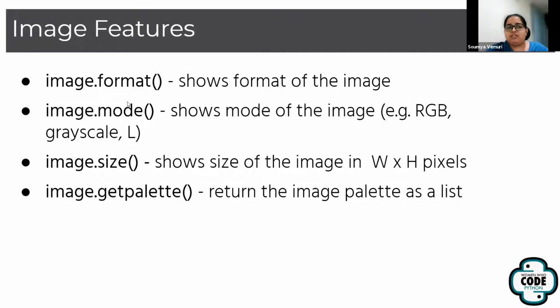And we have a couple of ways to find out the features of the image. We have image.format to know the format of the image. We have image.mode to show the mode of the image, such as RGB or grayscale or any other format that's there. Image.size shows us the size of the image in width by height pixels. We also have image.getpalette, which returns the image palette as a list.